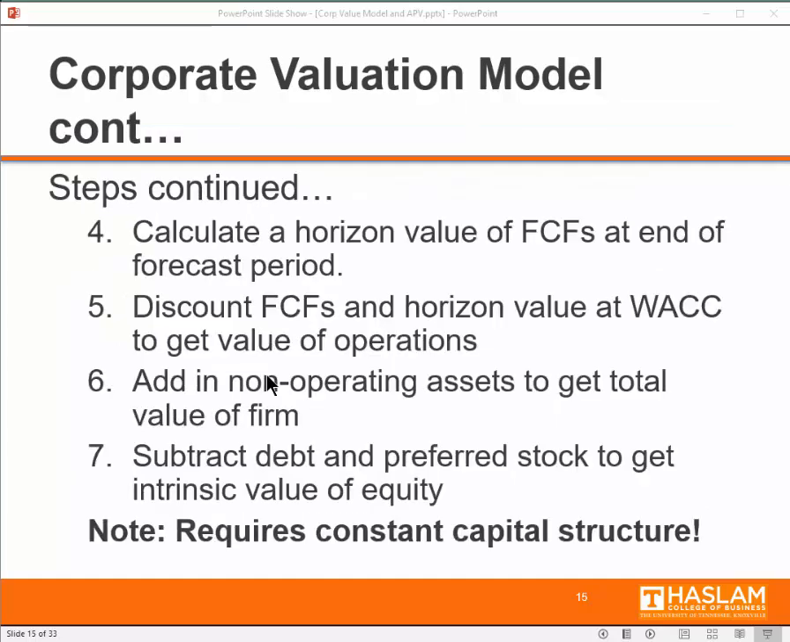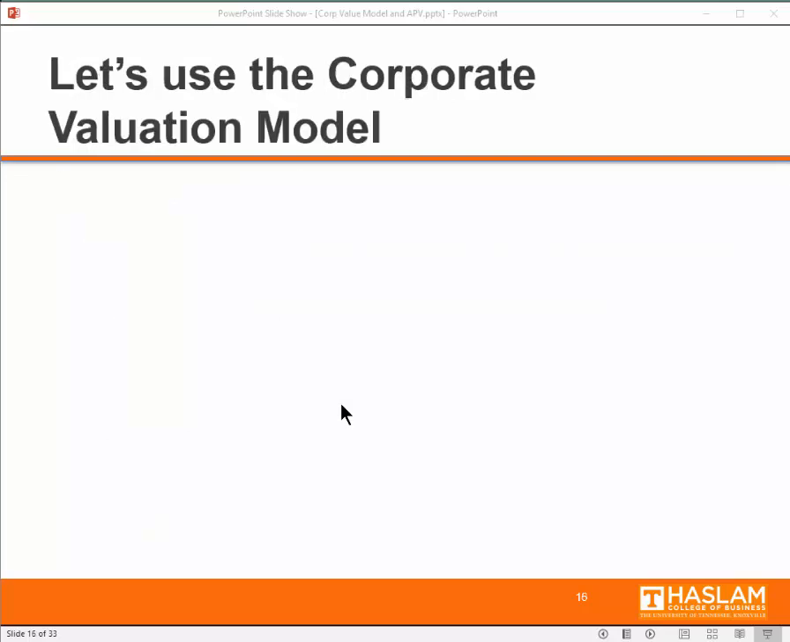We've done that. And then here's what we're going to do right now: calculate a horizon value of those free cash flows. We're going to discount the free cash flows and that horizon value to get the value of operations. We're going to add in non-operating assets, subtract off debt and preferred stock to get the intrinsic value of the equity. And to use this model reliably, you need a situation where the company is maintaining a constant capital structure. That's what the corporate valuation model is really good for. And so let's do that for our company first.